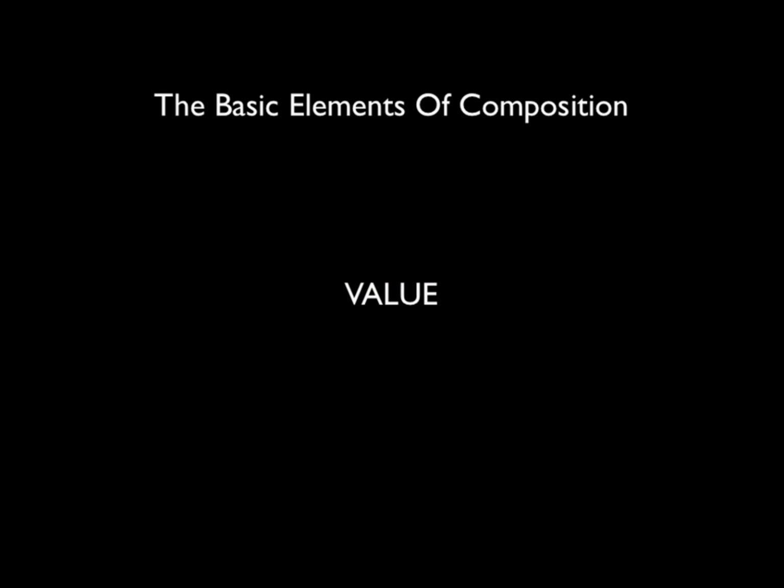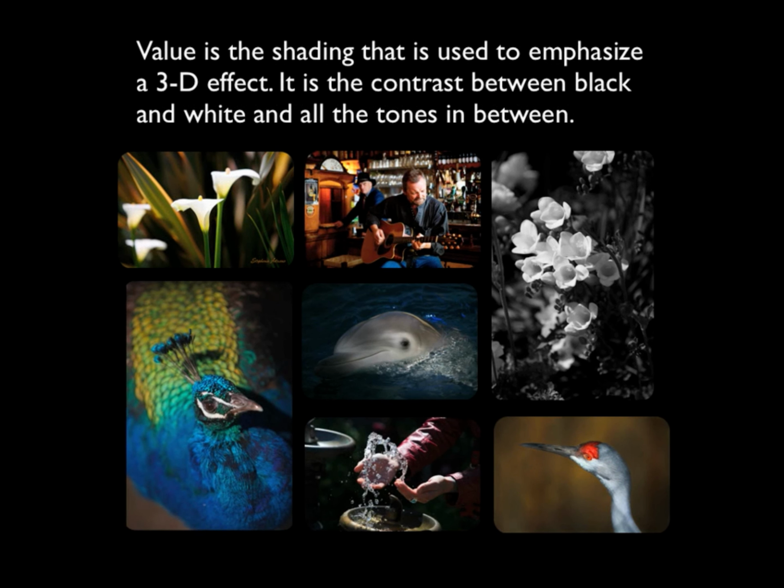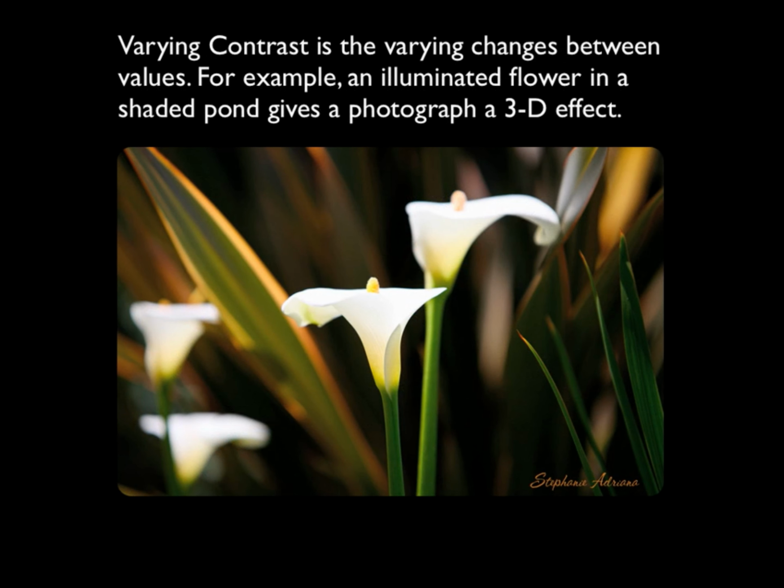Value. Value is the shading that is used to emphasize a 3D effect. It is the contrast between black and white and all of the tones in between. Varying contrast is the varying changes between values. For example, an illuminated flower in a shaded pond gives a photograph a 3D effect.